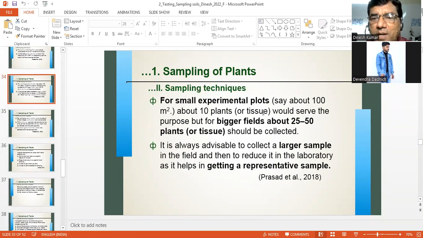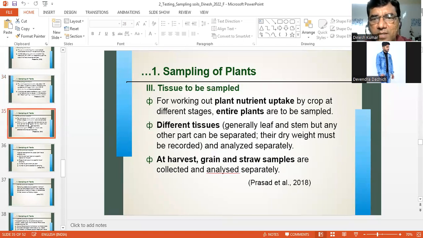For a small experimental plot, say about 100 meters square, about 10 plants or 10 tissues would serve the purpose. But for bigger fields, you need about 25 to 50 plants or tissues. But the sample should be representative. The tissue to be sampled again depends upon the need of the researcher.